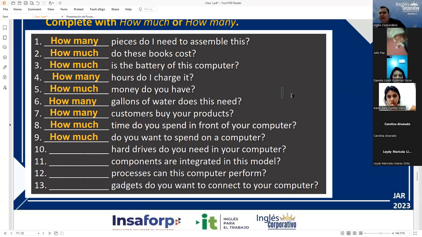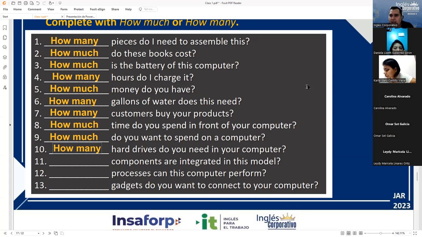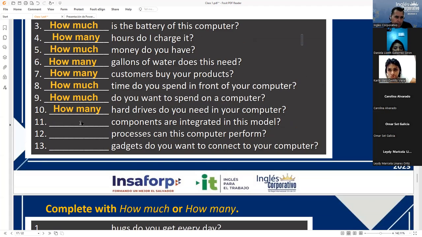How much do you want to spend on a computer? How many hard drives? Teacher, what is hard drives? Disco duros. How many hard drives do you need in your computer? SSD or HDD. How many? Two.